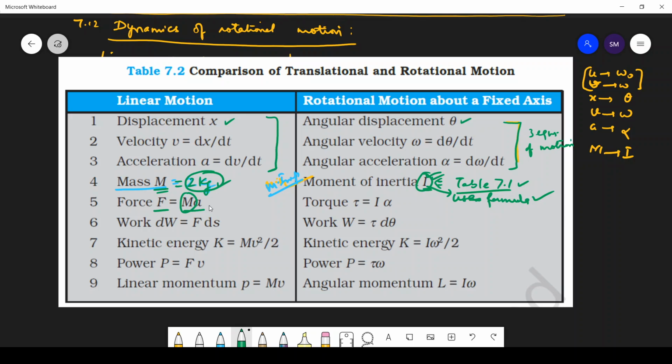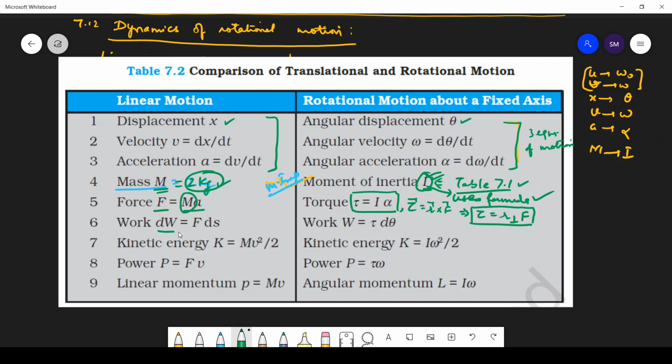Now force is equal to mass into acceleration, and here we have moment of force, that is torque. So torque is equal to I alpha. So students, we have two formulas for torque. One is tau equals R cross F, you know it, so in terms of magnitude we write tau equals R perpendicular into F. So we have two formulas: tau equals I alpha and tau equals R perpendicular into F.